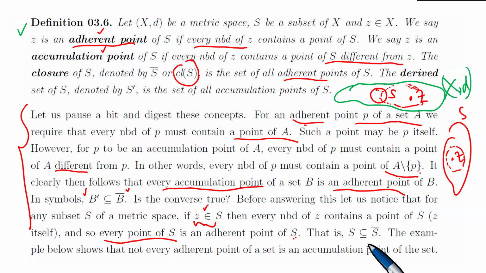Okay. That is S itself, and this is very important. Every point of S, we take a point of S, is an adherent point of S. And therefore, obviously, every set S is actually contained in its closure. Every set is a subset of the closure of the set S.